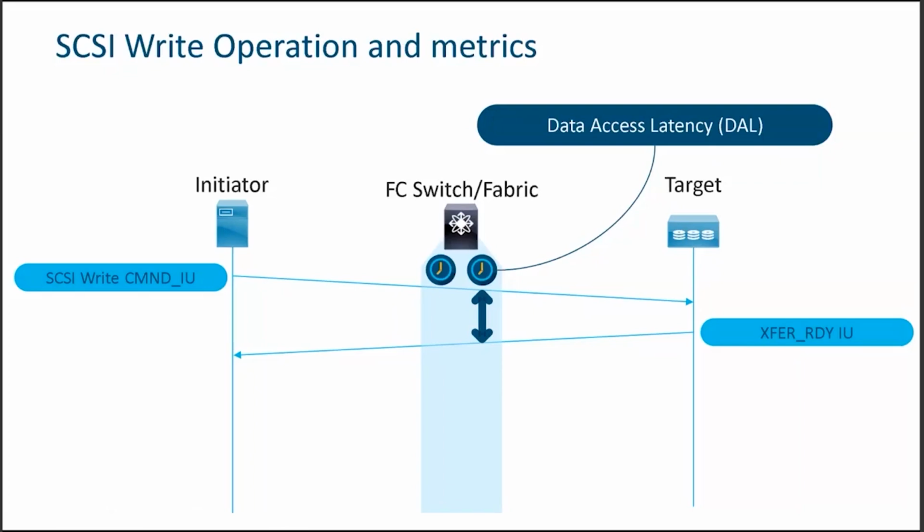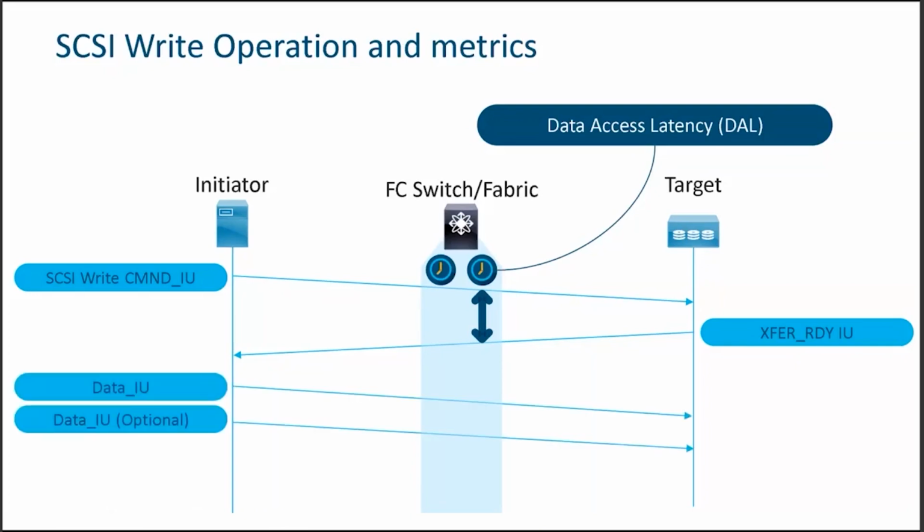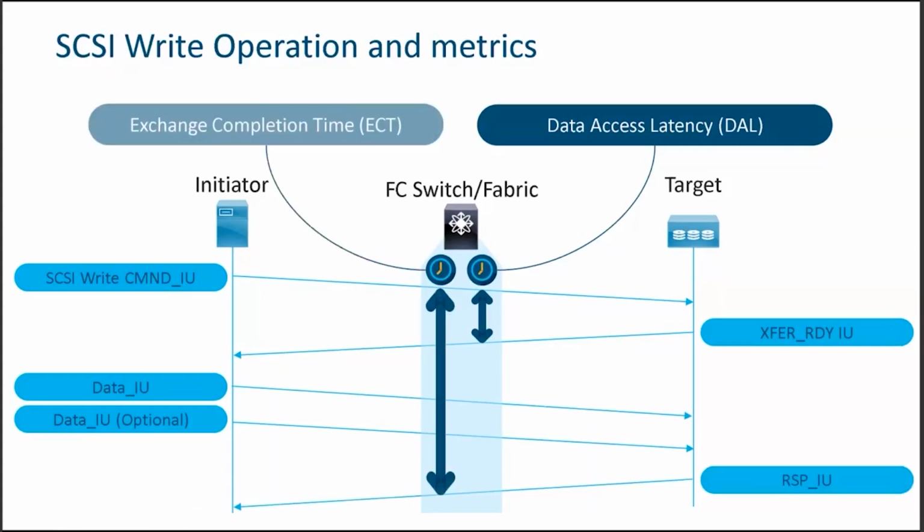Essentially, it's getting ready, and it takes a while. It sends back a transfer ready. So this is an additional step in the write transactions. The time difference between the command and the transfer ready in a write transaction is called DAL. After that, the initiator sends the number of frames which can accommodate the whole data that needs to be written to the target. And the transaction gets finished using a response frame. The time difference between the command and the response is what we call ECT.